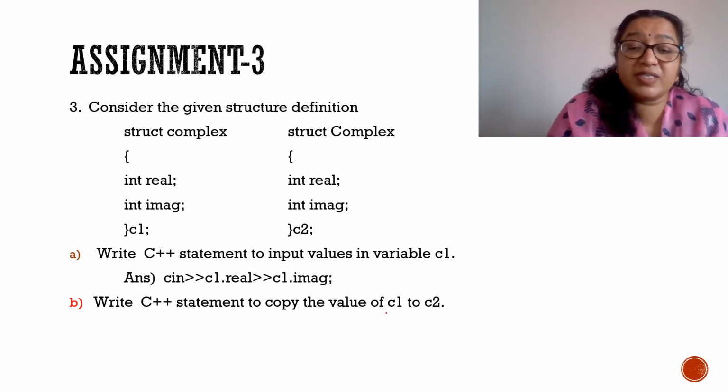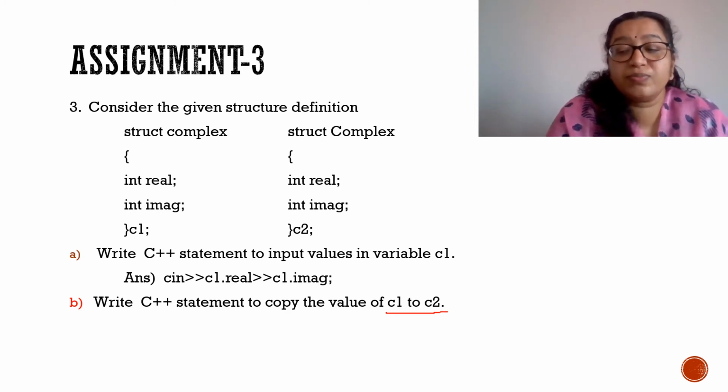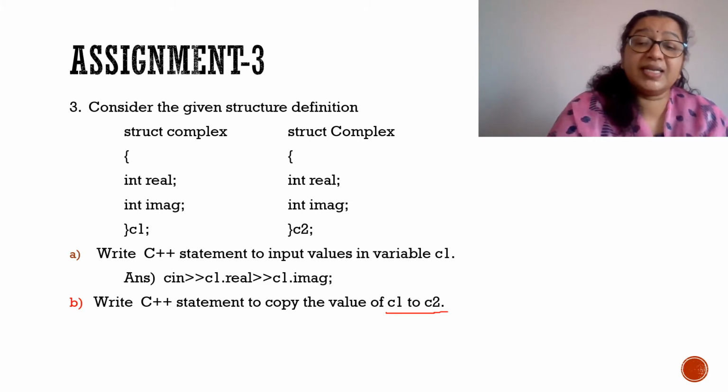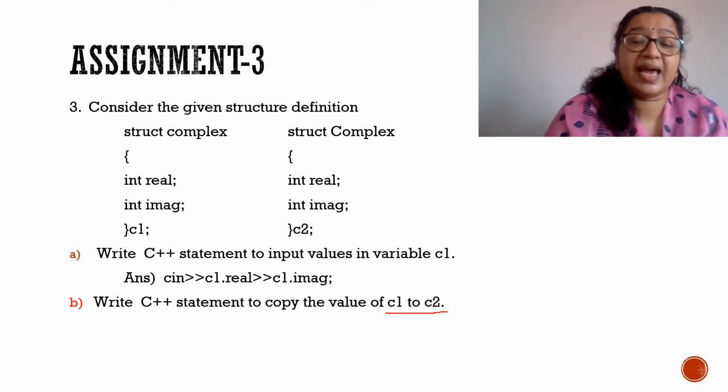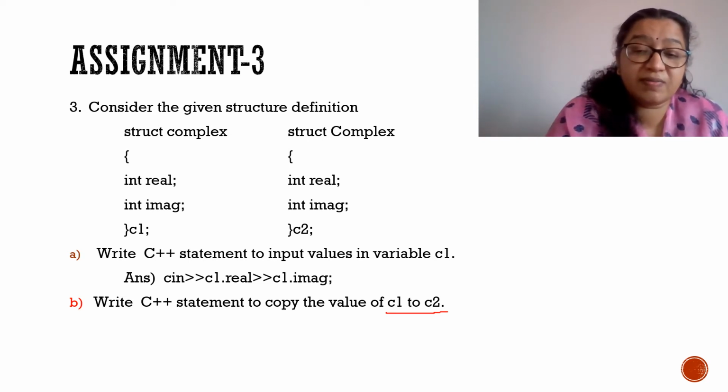Then the next question: write a C++ statement to copy the value of C1 to C2. Is it possible to copy C1 to C2? Yes, we can copy it. But is a direct statement possible or not? A direct statement means we directly write C2 is equal to C1. Is it possible?